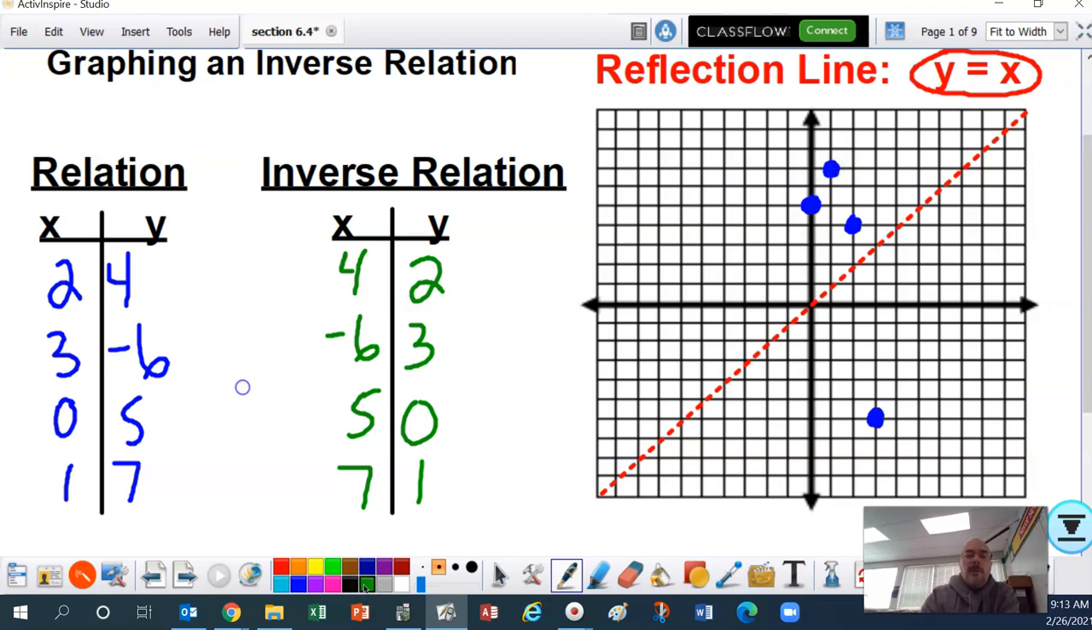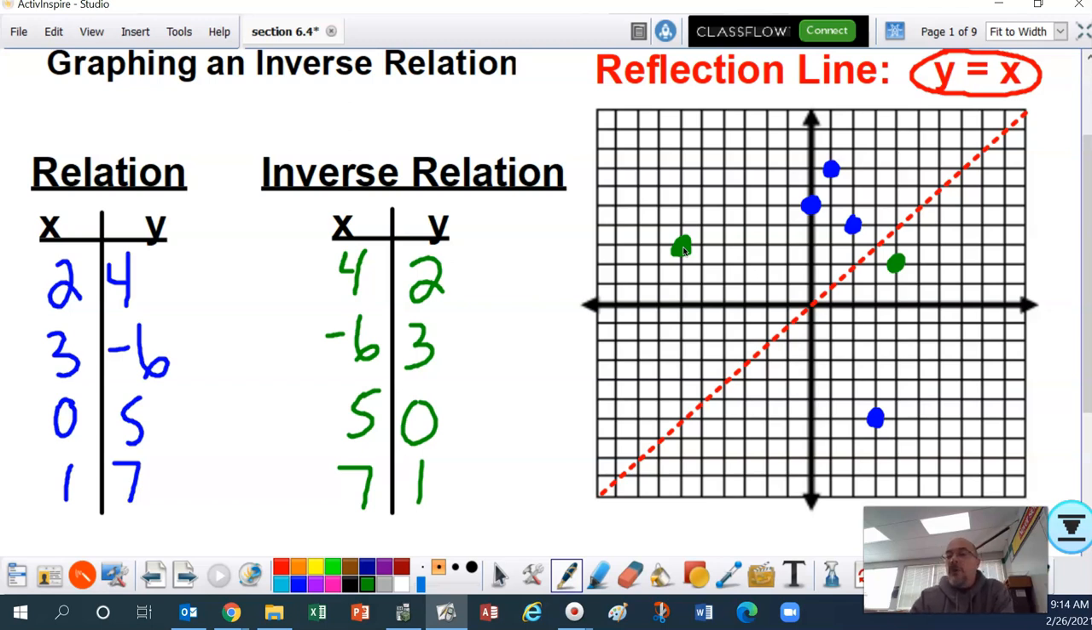Okay, now the inverse of 2, 4 is 4, 2. So that means over 4, up 2. Now, look at that, ladies and gentlemen. Look at the dot 2, 4, and look at the dot 4, 2. That is a reflection over that dashed line. Okay, let's go to the next one. -6, 3: left 6, up 3. Cool. Now look at 3, -6, way down in the bottom. That's a reflection over that dashed line.